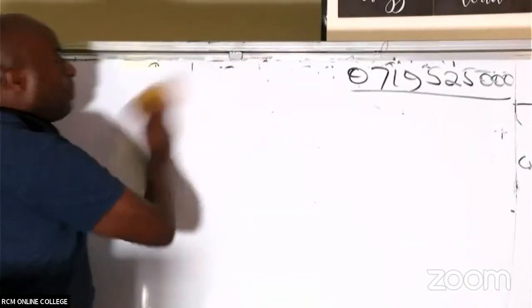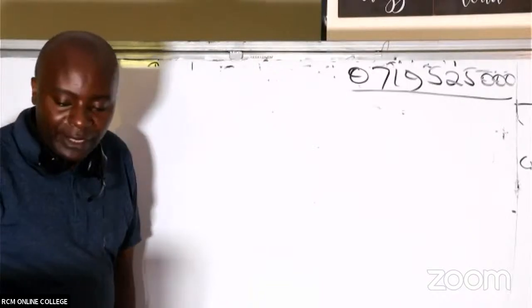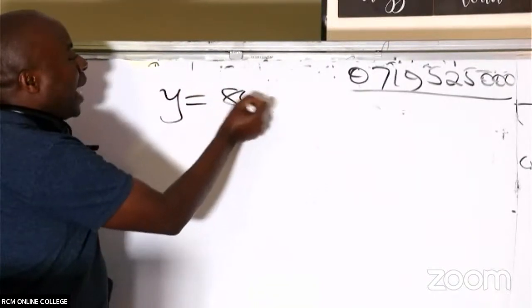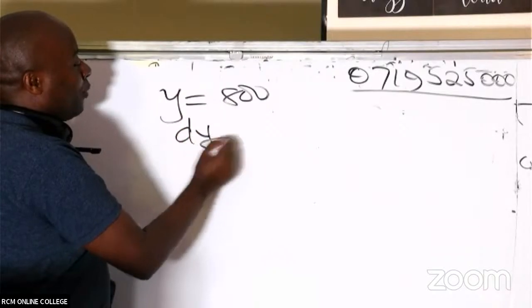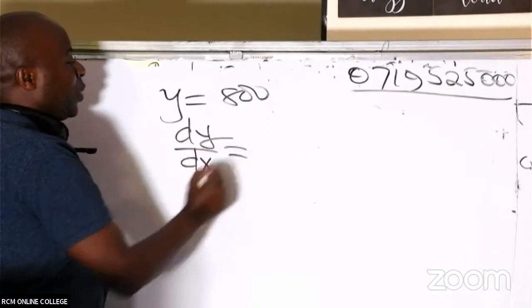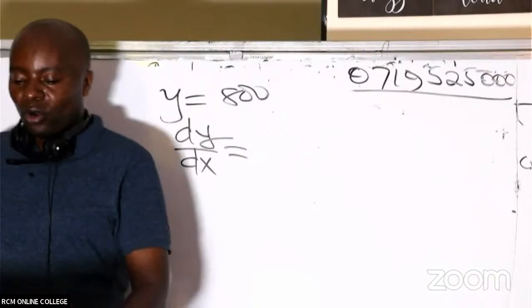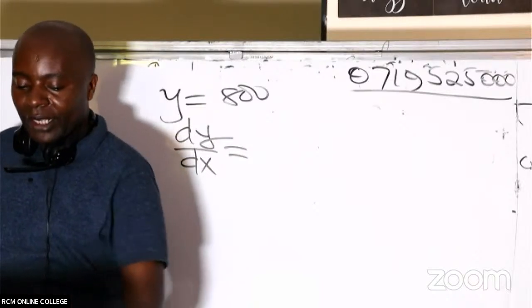So if, for example, you are given this kind of arithmetic, y equals 800, and then somebody tells you to differentiate. When they tell you to differentiate, they will tell you to get dy all over dx.